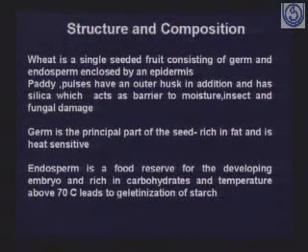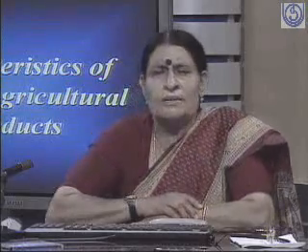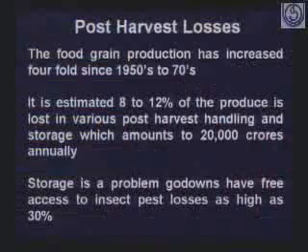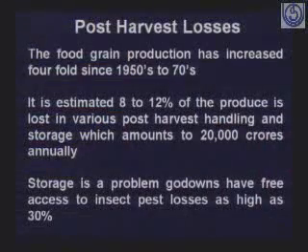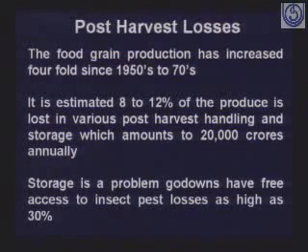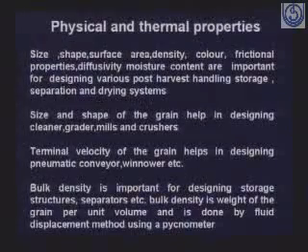Now, if you have a look at the post-harvest losses, the food grain production has increased fourfold since 1950 to 70s. It is estimated 8 to 12% of the produce is lost during post-harvest handling and storage. This amounts to 20,000 crores annually. Storage is a problem. Godowns have to have free access to insect pests, so losses are as high as 30%.